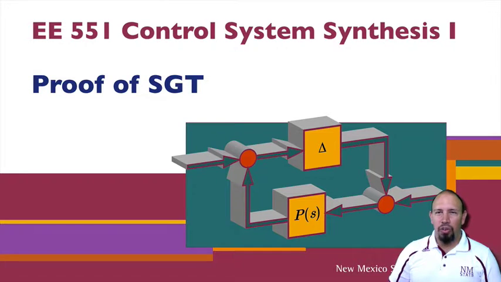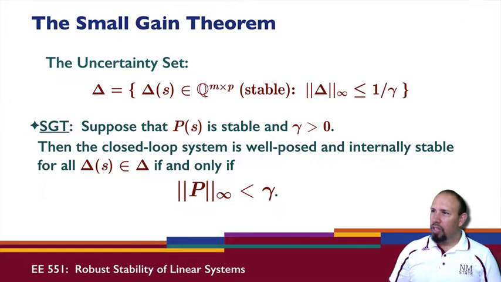All right, we're going to walk our way through the proof of the small gain theorem. So basically, the small gain theorem starts with an uncertainty set. Okay, in this case, our uncertainty set, our delta, has infinity norm less than 1 over gamma. Okay, so that's our uncertainty set.